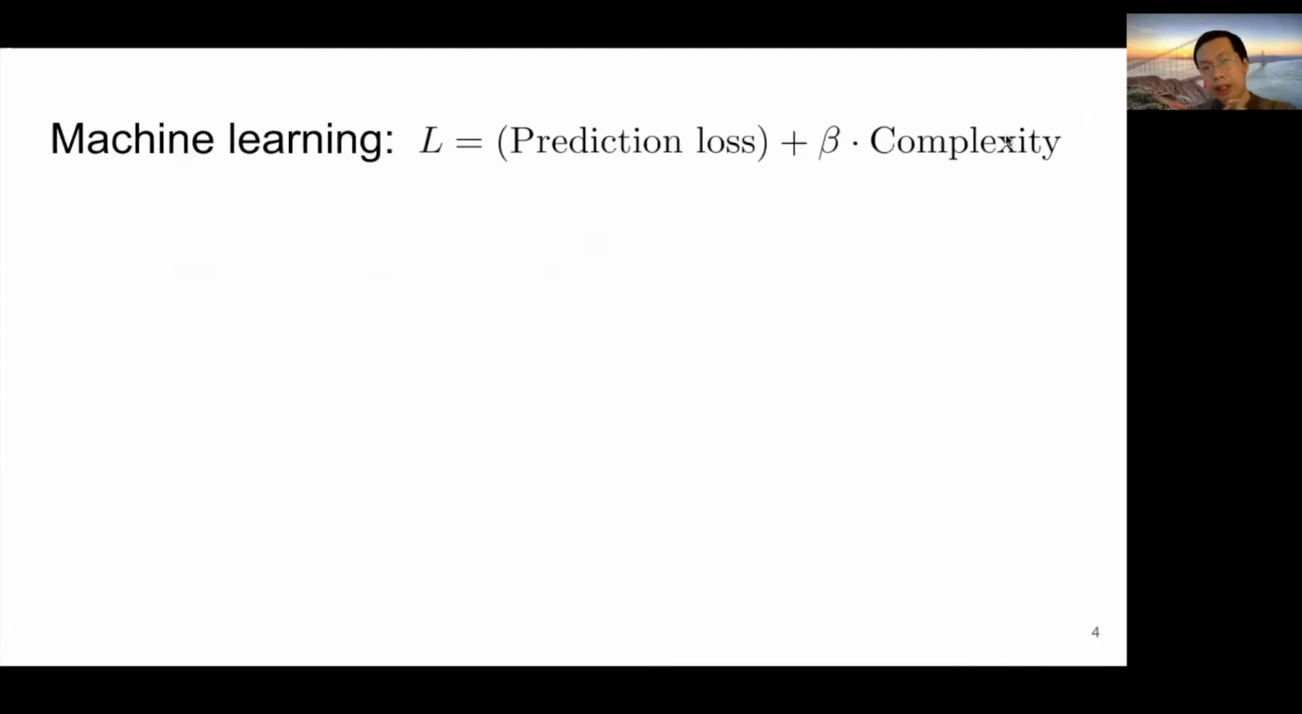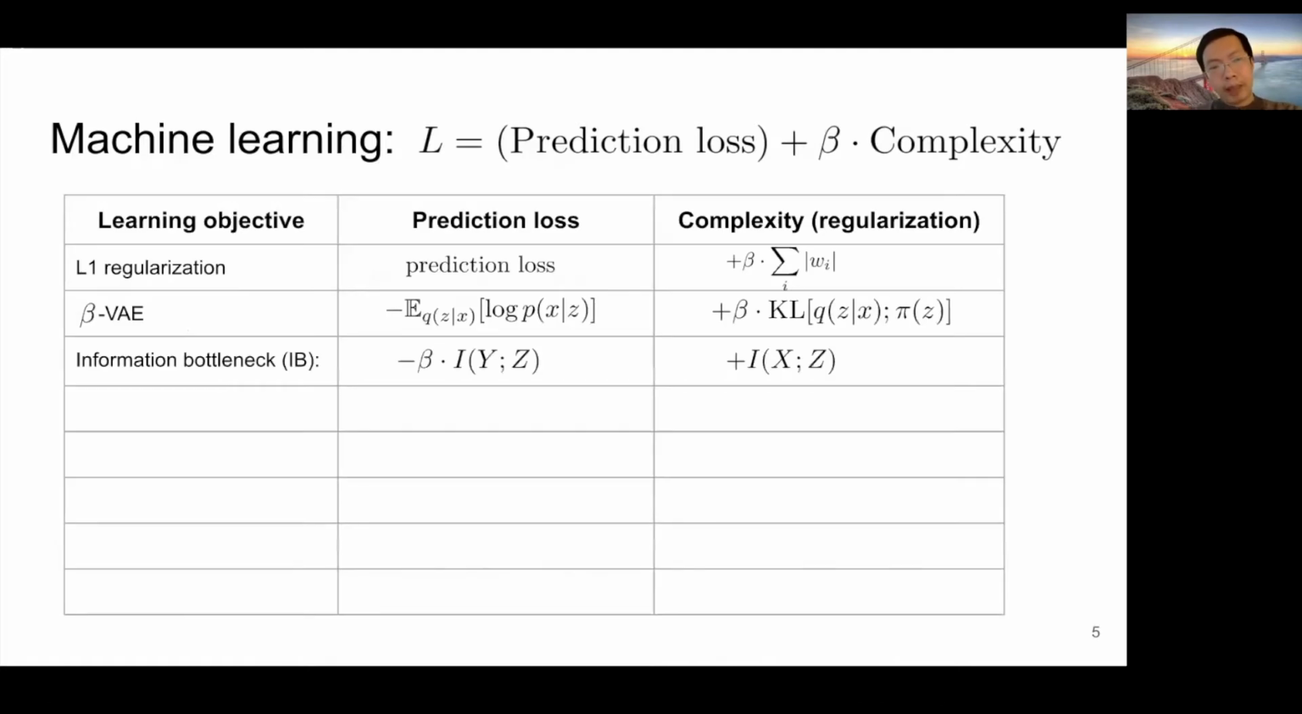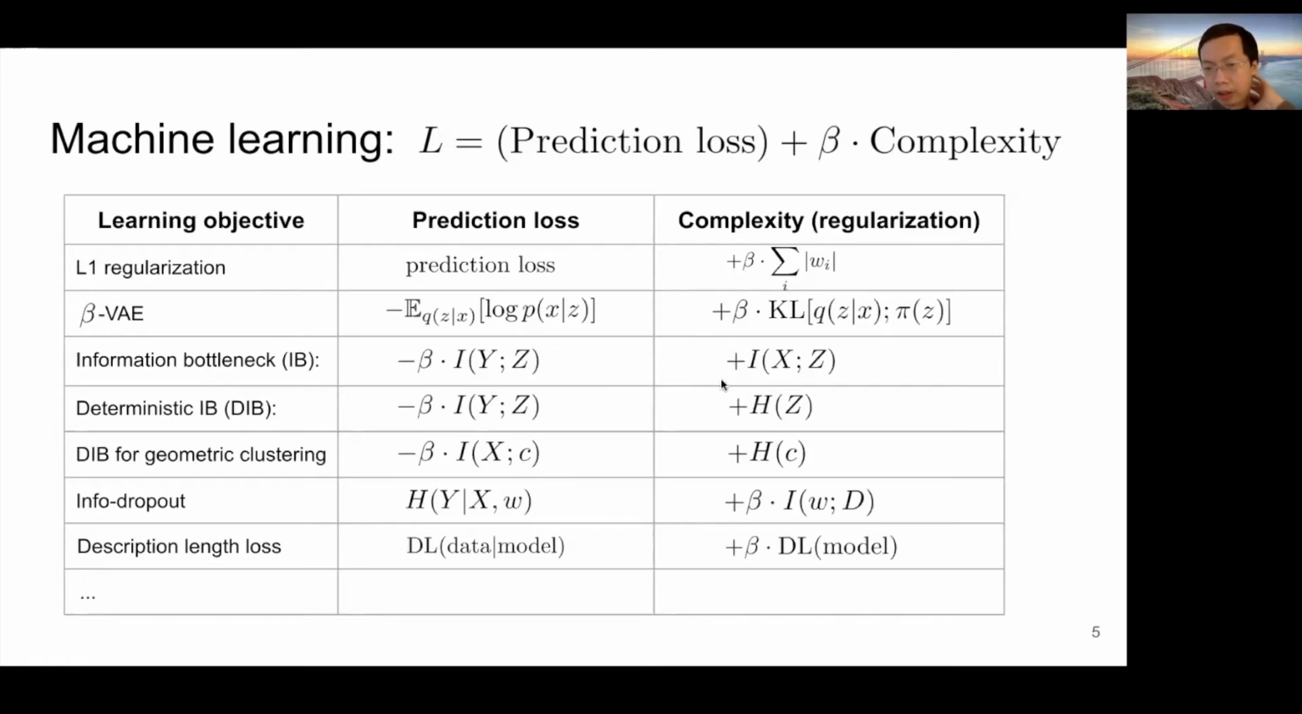At the same time, we can also think of machine learning as finding models that can both predict some target as well as constrain the model such that it has little complexity. For example, in many machine learning objectives, we have this two-term loss. The L1 regularization has the prediction loss as well as a complexity that penalizes the complexity of the weights. We also have the beta VAE that both minimizes the reconstruction loss as well as constrains the KL divergence between the posterior and the prior. And also we have the information bottleneck, and many other objectives in machine learning also have this complexity plus the prediction loss. And people have found that having this complexity will help the model learn much better.